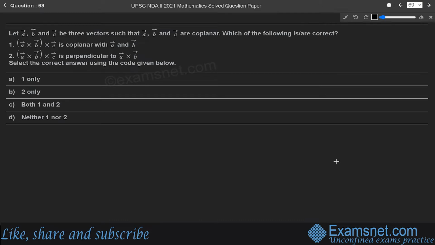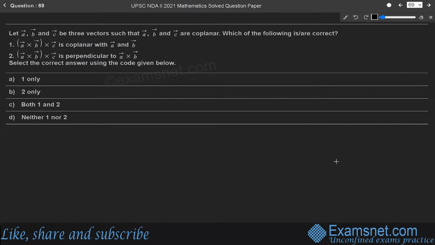Next question is, let A vector, B vector and C vector be 3 vectors such that A, B and C vectors are coplanar. Which one of the following is correct? It is given in the question that A, B and C vectors are coplanar.